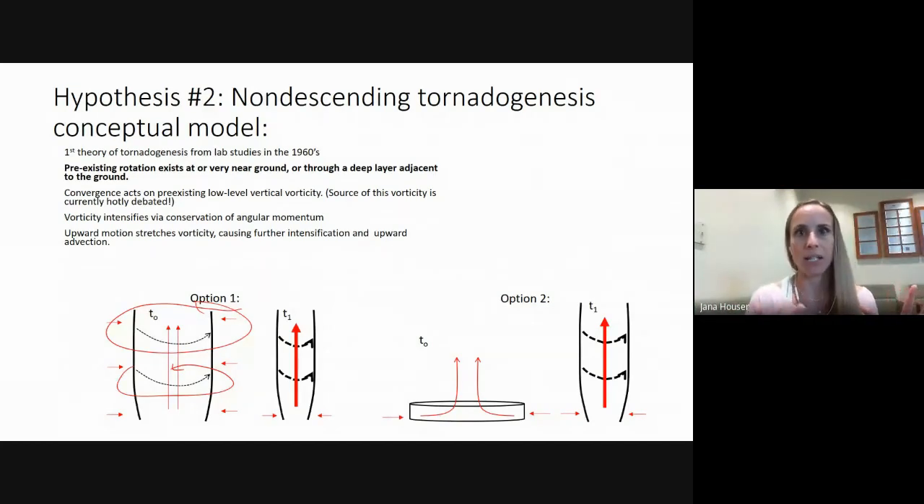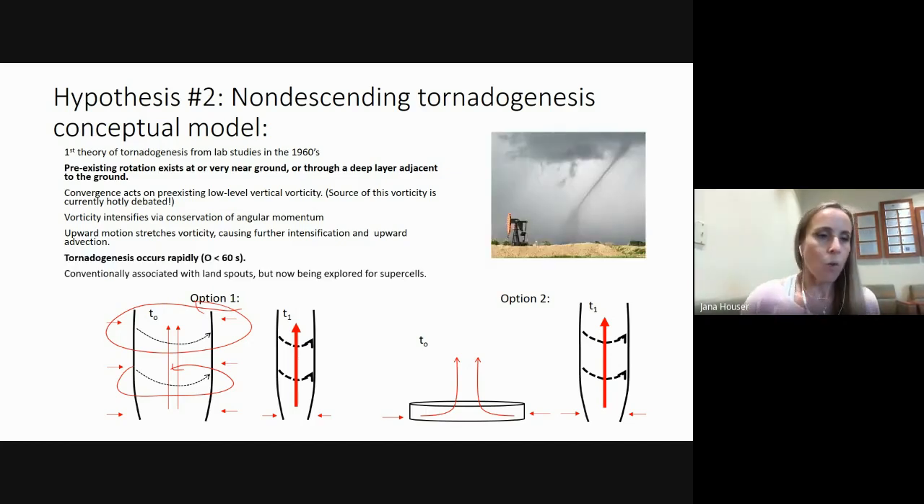So there's not really a temporal scenario where you're starting at the bottom and building upward with time, or starting at the top and building downward with time, but rather everything's kind of being sucked together all at the same time, bringing together that broader rotation into a more narrow and confined vortex that then becomes the tornado. With this process, typically tornadogenesis occurs relatively rapidly. So we're talking about on the order of 60 seconds or so.